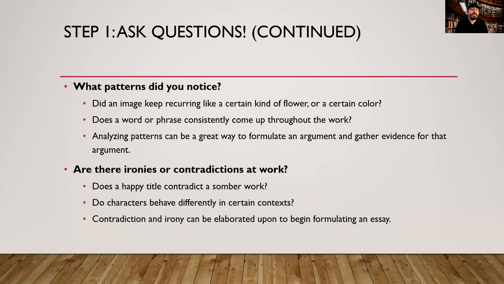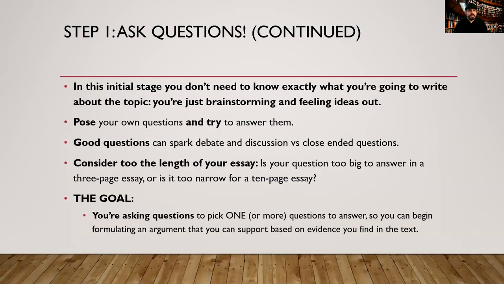Another kind of question to ask yourself is, are there ironies or contradictions at work? So like, does a work have a very happy title, but the actual work itself is really depressing and sad? There's an intention to that, and you could follow that thread to say something particular about why this contrast exists, or do certain characters behave differently in certain contexts that's contrary to their nature? You might explore that contradiction, see what that says, what that author was trying to say in terms of the overall work and themes of the story. And again, these can be elaborated upon to formulate that essay.